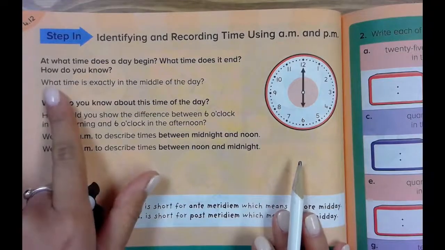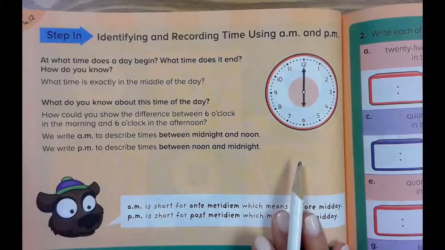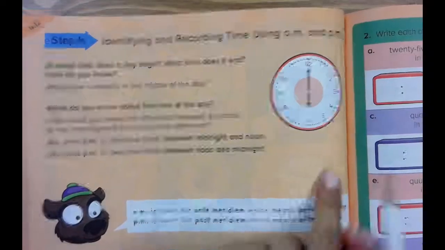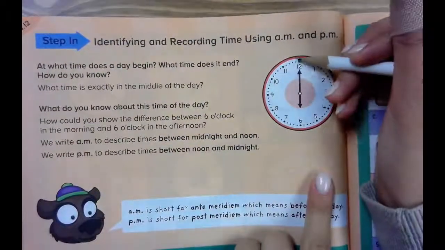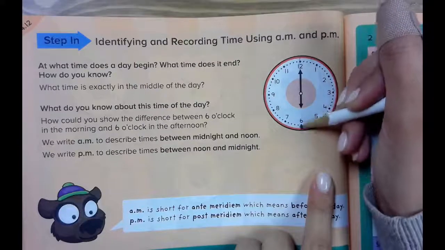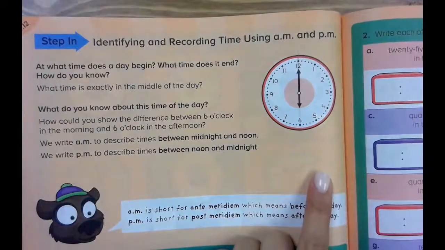What time is exactly in the middle of the day? In the middle of the day would be 12 p.m. because that is half of our day. So if we take a look at our clock, right here would be half of our clock. And that would say 12 p.m.